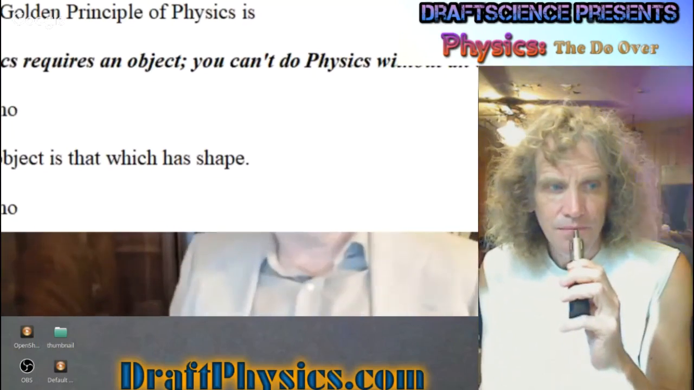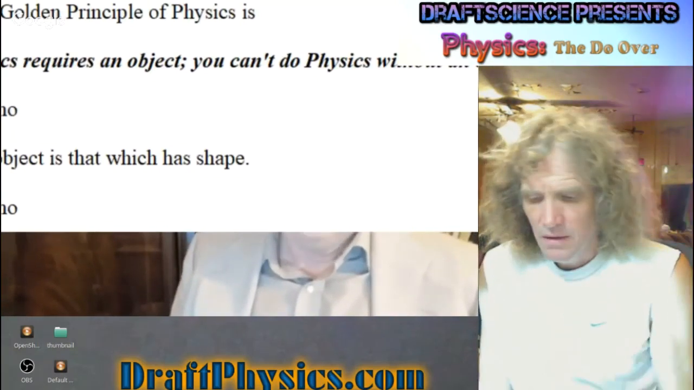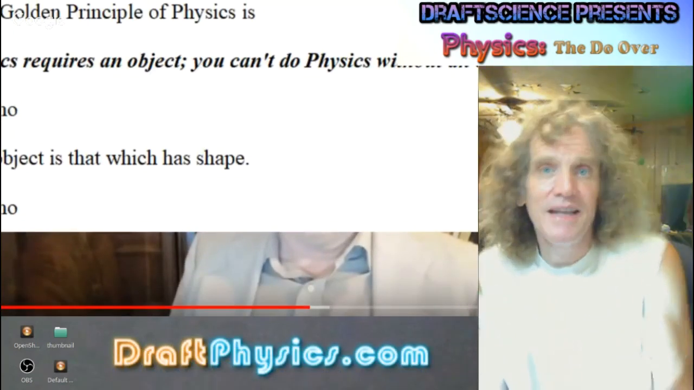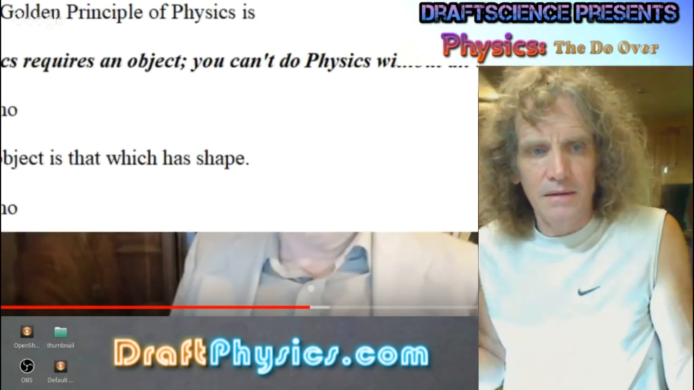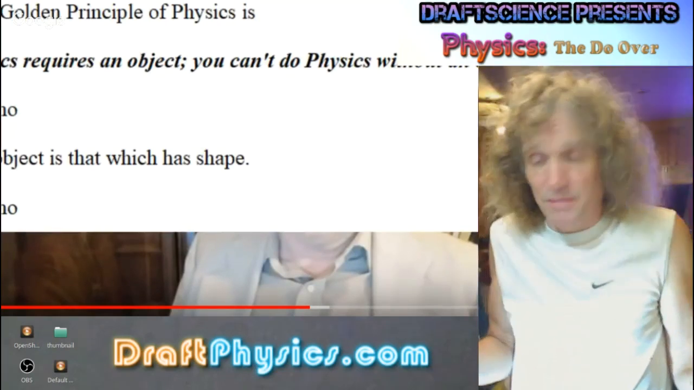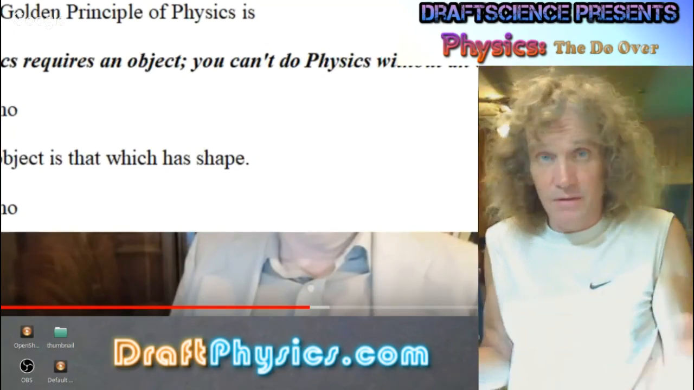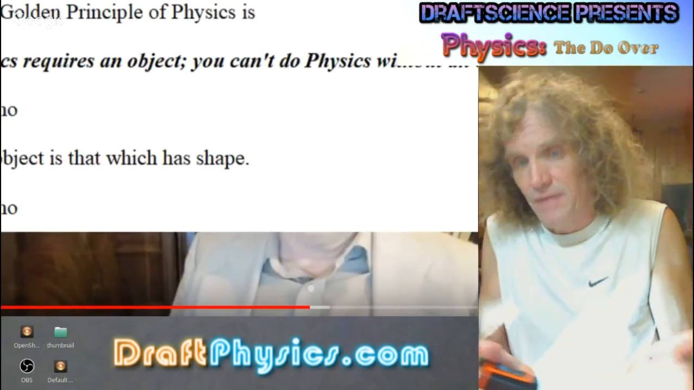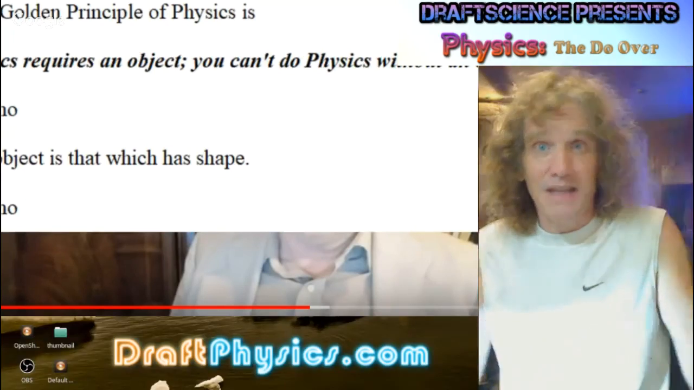I said, look, the golden principle of physics is physics requires an object. You can't do physics without an object. Yes or no? And an object that has shape. Yes or no? Yeah. Well, that's just believing the difference between ether people and physical universe people. So yeah, obviously I would agree that physical implies what it is. So it's named after physical things, objects.